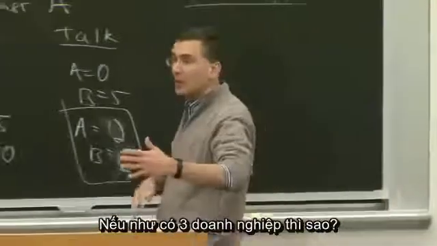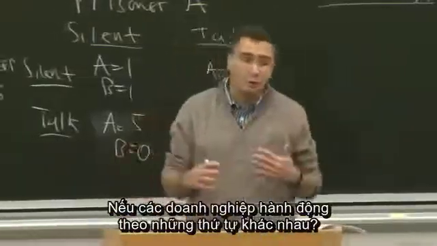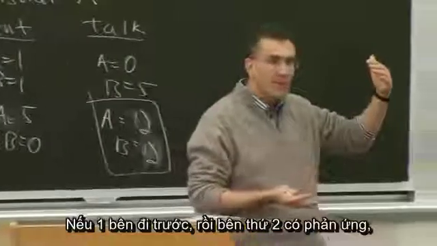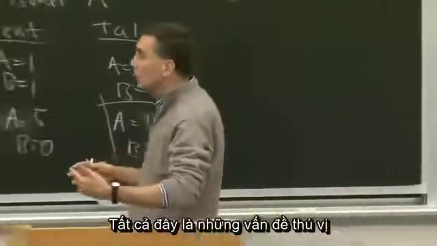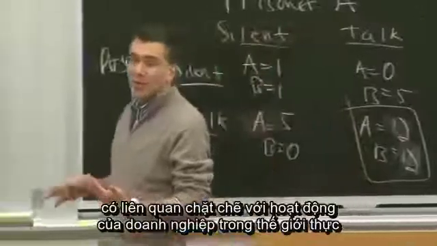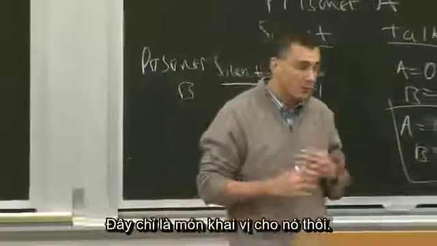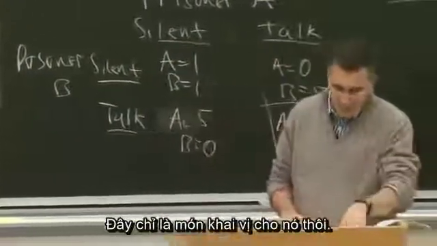What if there are 3 players? What if players move in different orders? What if one player goes first, and the second player responds to that? Is it different than if they have to go simultaneously? These are all really interesting issues that are very relevant to the real world firm behavior that you learn about in game theory. So this is just to whet your appetite for that.